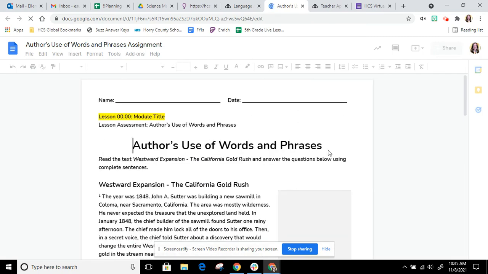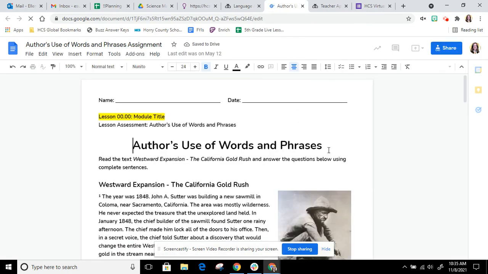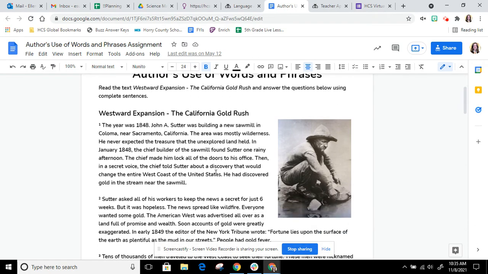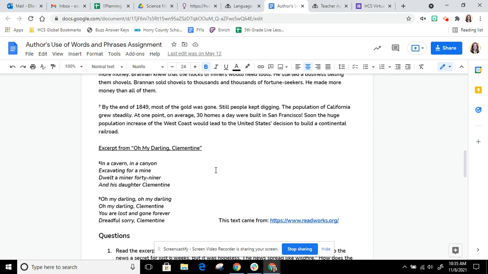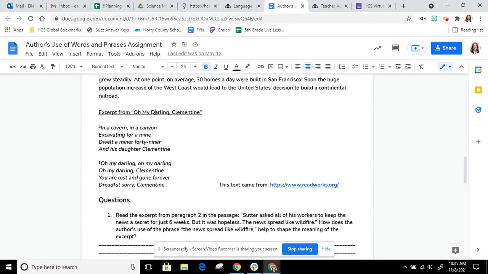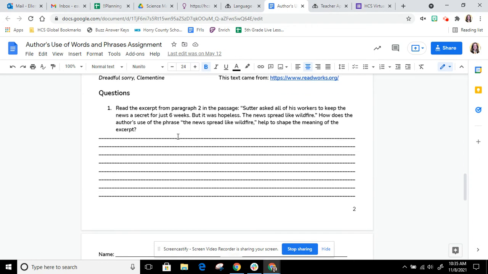With this assignment, it's very similar to the practice that you just did in the lesson. You've got a text to read here. It says, read the text Westward Expansion, the California Gold Rush, and answer the questions below using complete sentences. So you've got this text, and then you have a second, just a little poem that goes along with the text. Then you've got your 4 questions.